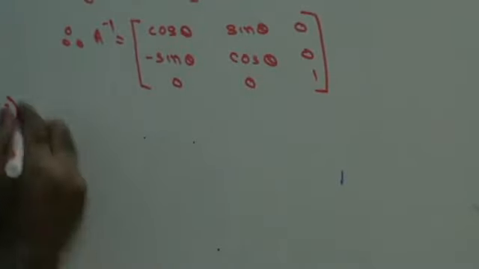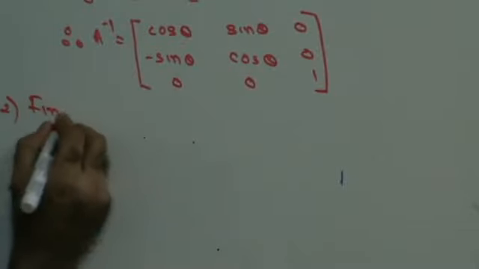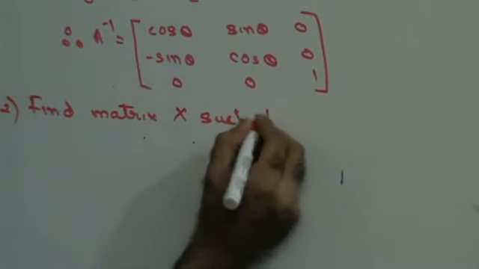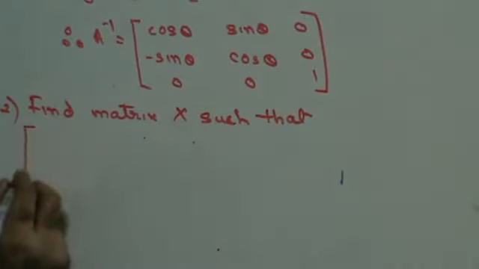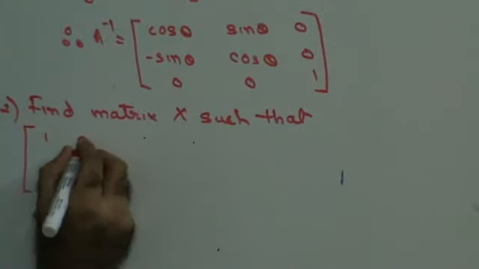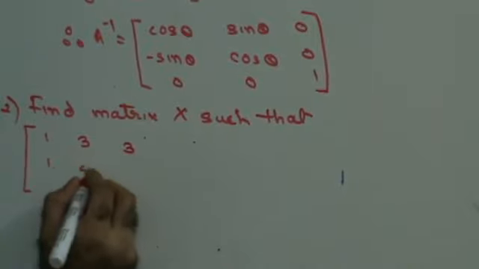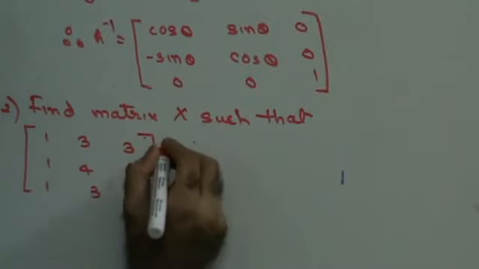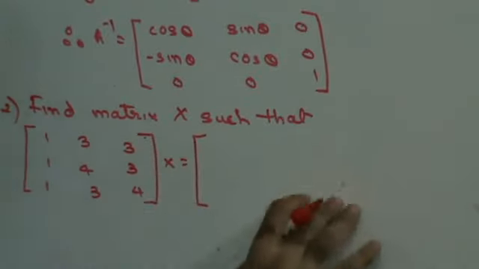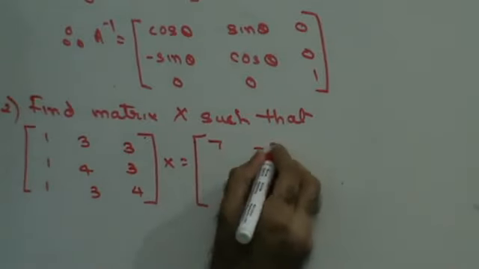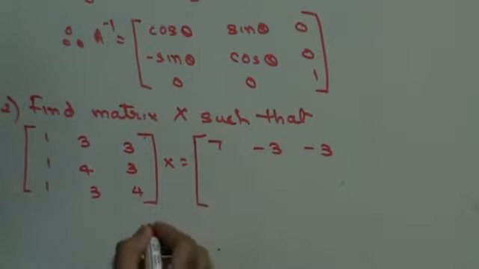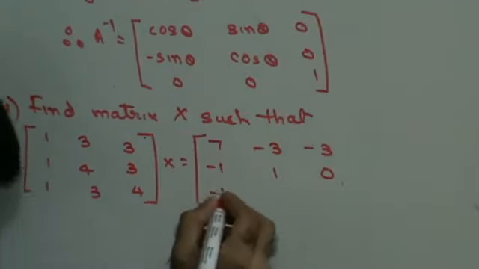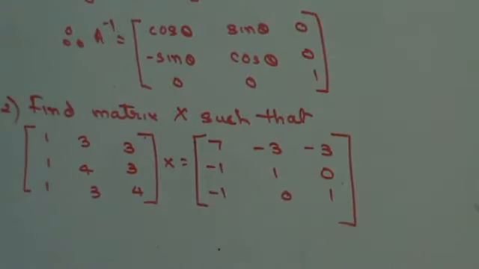Find matrix X such that 1, 3, 3; 1, 4, 3; 1, 3, 4 into X is equal to 7, minus 3, minus 3; minus 1, 1, 0; minus 1, 0, 1. I have to find matrix X.